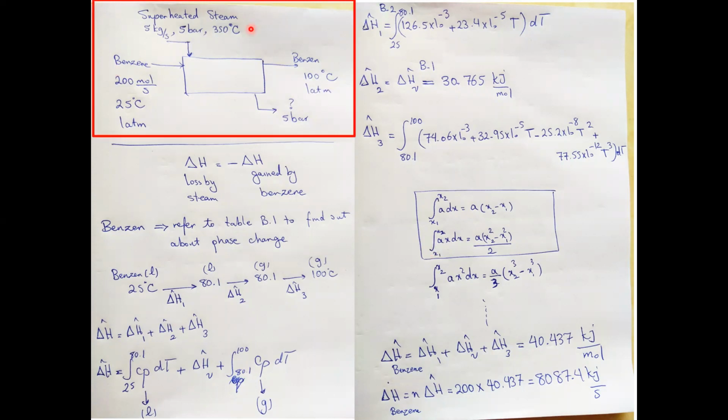Here we have the whole diagram. We have a heat exchanger. Benzene enters this heat exchanger at 200 mole per second. It is the mole rate. The inlet temperature is 25, and it is at atmospheric pressure. It leaves this heat exchanger when it is heated up to 100 degrees. It was mentioned already that the pressure is atmospheric and constant. How will it be heated? Through a superheated steam.